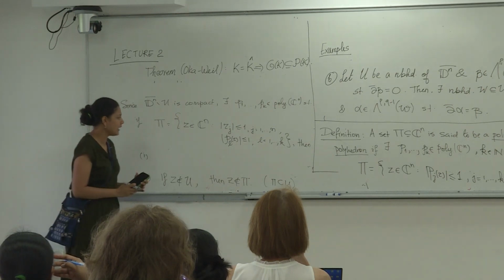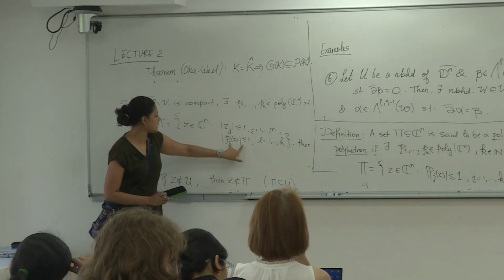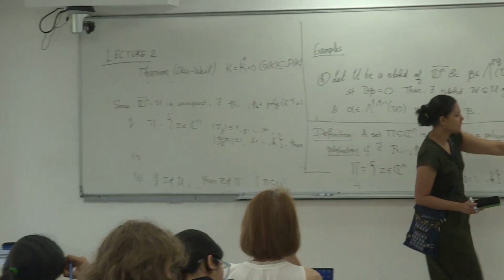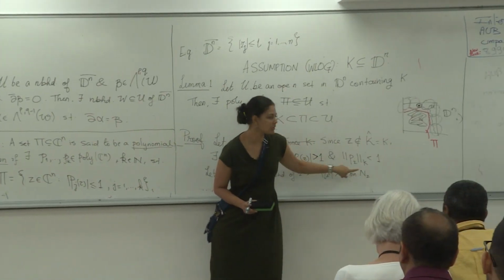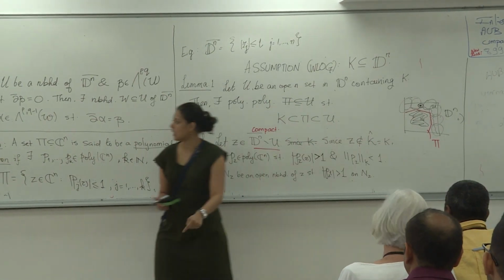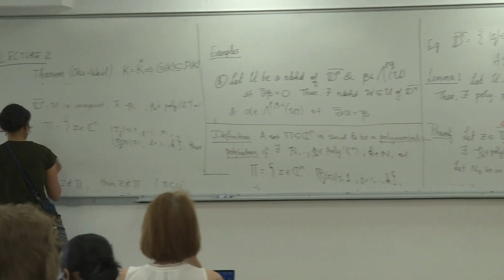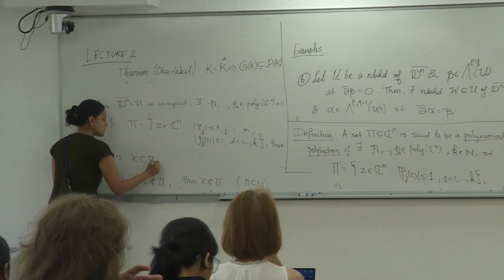And on the other hand, all of these inequalities are satisfied on k, because look at the way we chose this polynomial. And that's how we are choosing all our polynomials. And so k is in fact inside Pi over here.